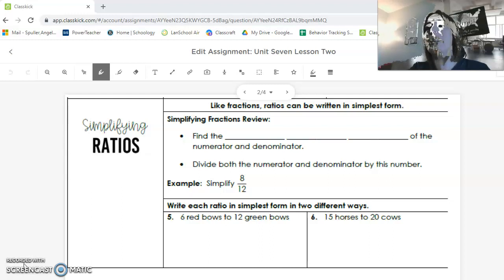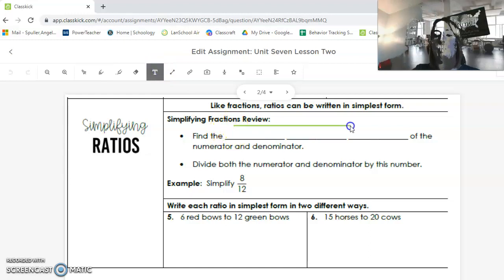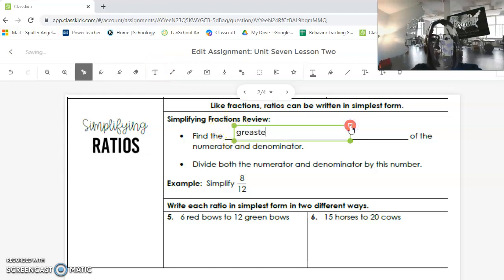Now, simplifying ratios is exactly like simplifying fractions. So to do that, we have to find the greatest common factor of the numerator and the denominator. So we have to divide both the numerator and the denominator by this number.